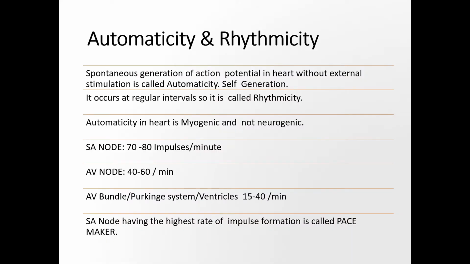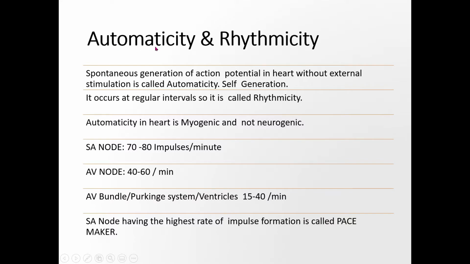Automaticity and rhythmicity is another property of cardiac muscle. The spontaneous generation of action potential in the heart without external stimulation is called automaticity or self-generation. And you know, the heart does not need any stimulation from the nerve cells or the brain to start its function. It is continuously generating action potentials automatically in the pacemaker cells. It occurs at regular intervals, so it is called rhythmicity.